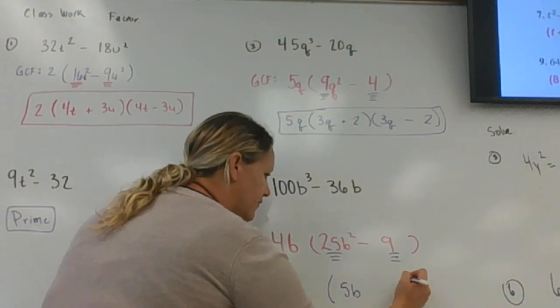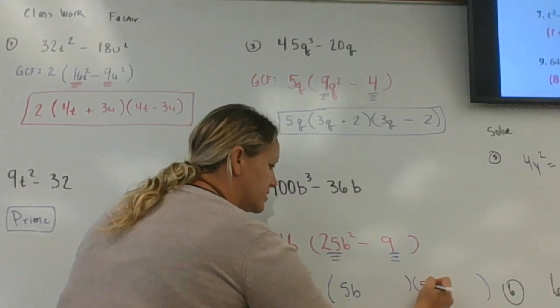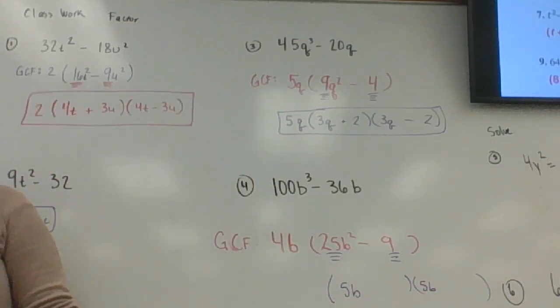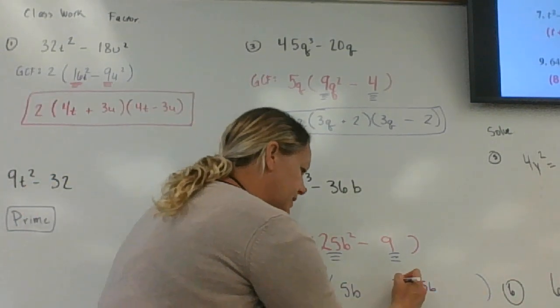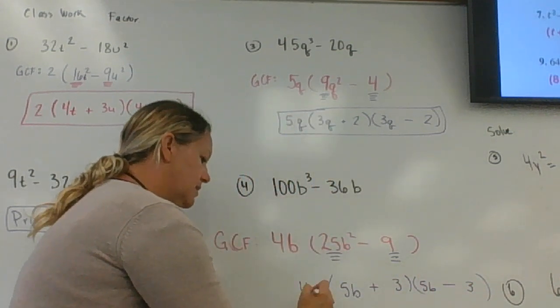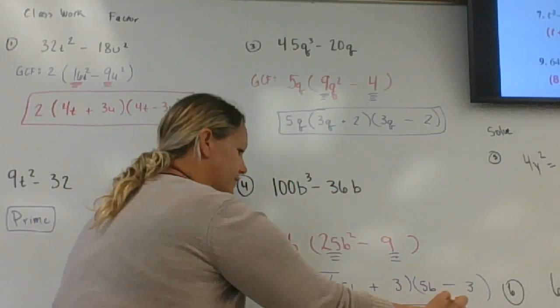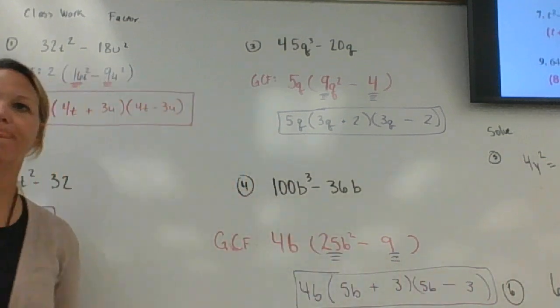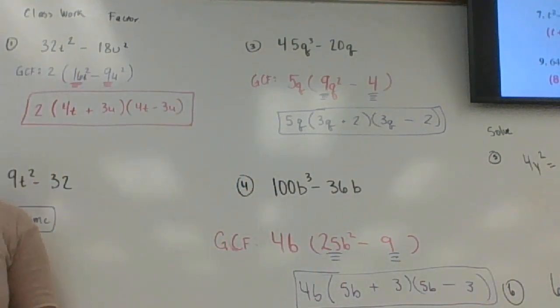So that would be 5b as our first term. The square root of 25 is 5. The square root of 9 is 3. We do a plus and a minus and keep the GCF out front. Second round on that problem.